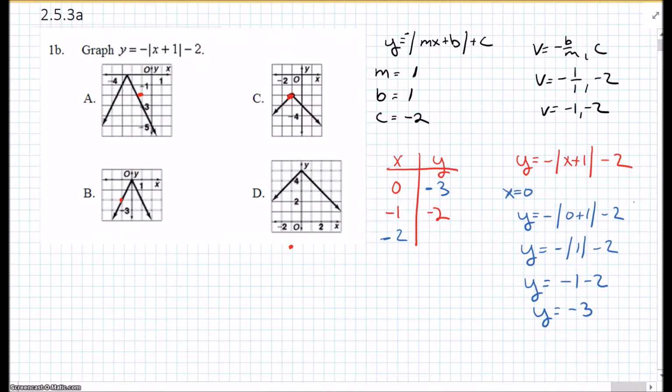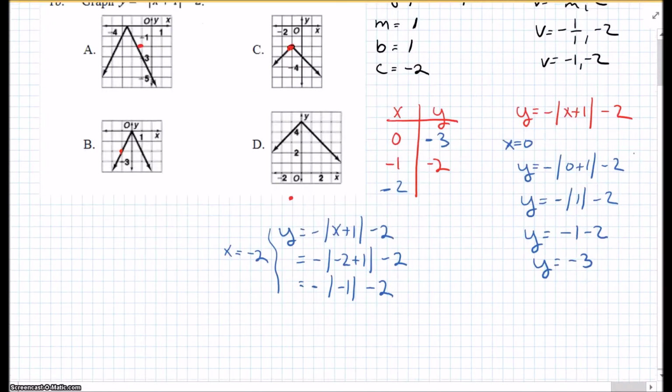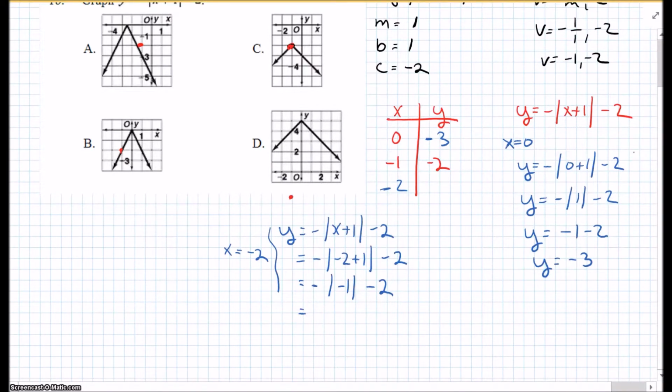So now let's do this again. y equals negative absolute value of x plus 1, minus 2. Alright, so when x equals negative 2, y equals negative absolute value of negative 2 plus 1, minus 2. What's negative 2 plus 1? Negative 1, right? So it's going to be negative absolute value of negative 1, minus 2. What happens to negative 1 inside absolute value signs? It just becomes positive. There's a negative sign on the outside, so it's going to be negative 1 minus 2. So y is going to be negative 3.